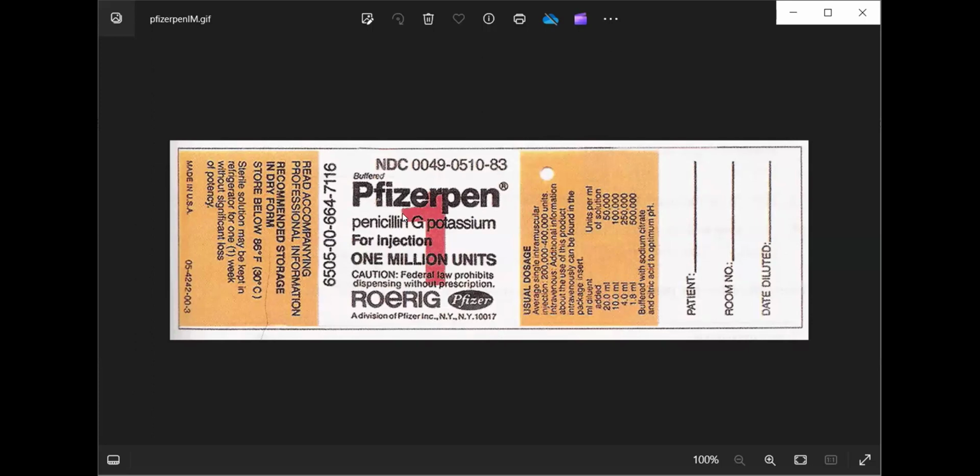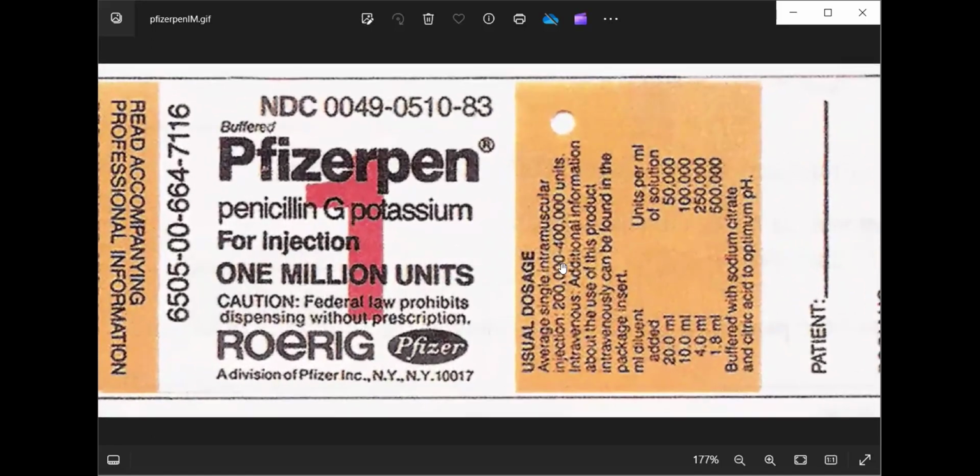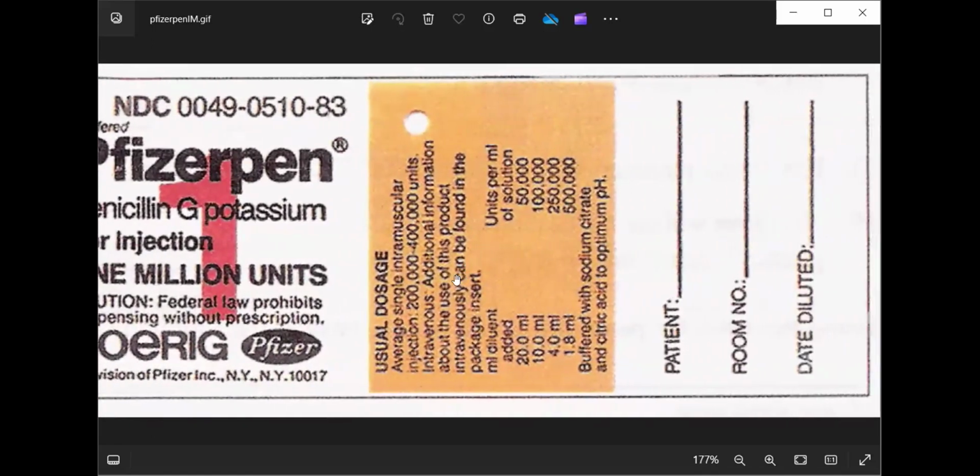Pfizer pen, 1 gram. So it tells us 1 million units. I'm going to try to rotate this so you can see it. No, I guess it won't let me. But if I zoom in here, if I look over here, it'll tell you milliliters diluent added, 20 milliliters, 10 milliliters, 4 milliliters, 1.8 milliliters. And then it tells you units per milliliter solution, 50,000, 100,000, 250,000, 500,000. This is how this label looks.